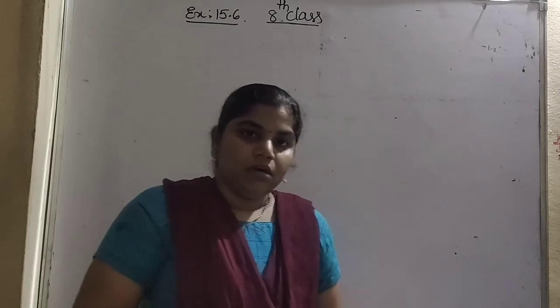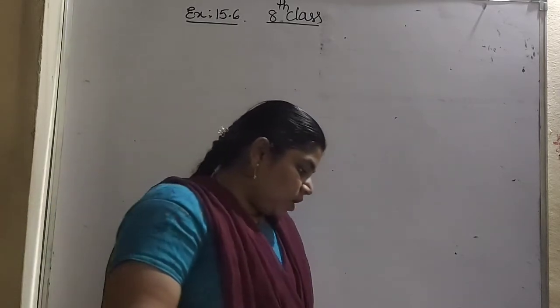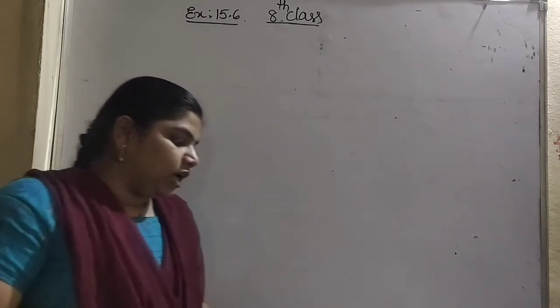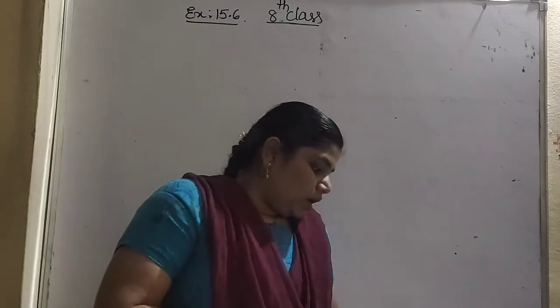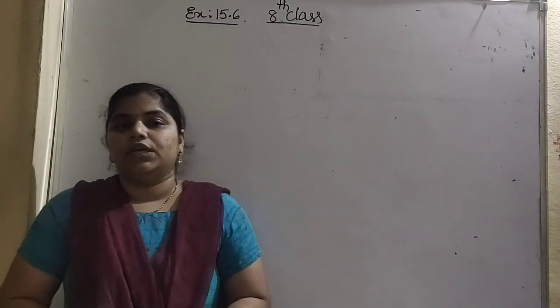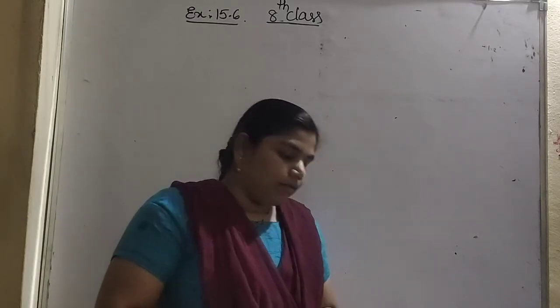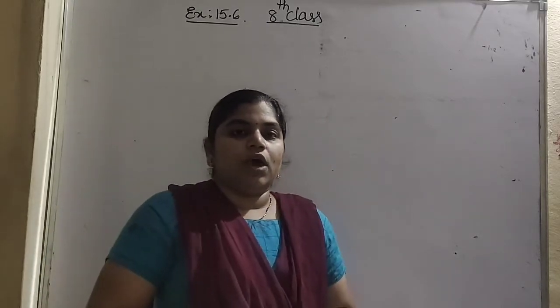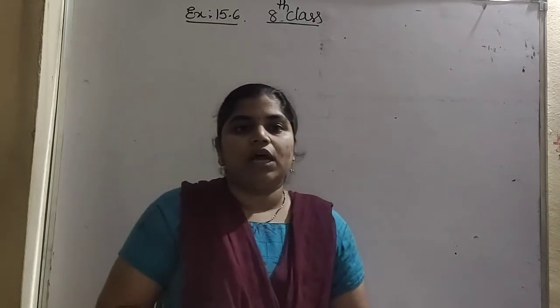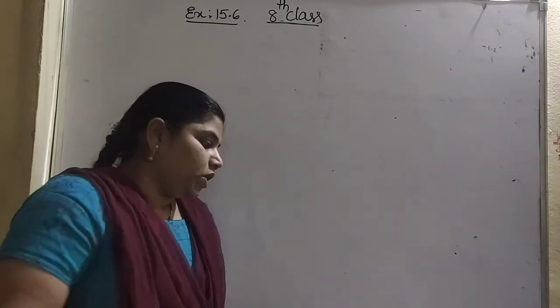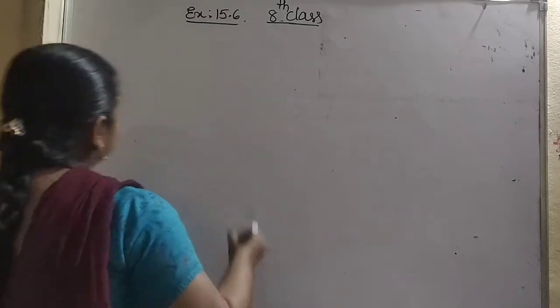In that, what is the first one we will see? Find the sum of integers which are divisible by 5 from 1 to 100. We have to find the integers which are divisible by 5 from 1 to 100. If you add all those integers, how much value we will get, we have to find that. So what is the first question?